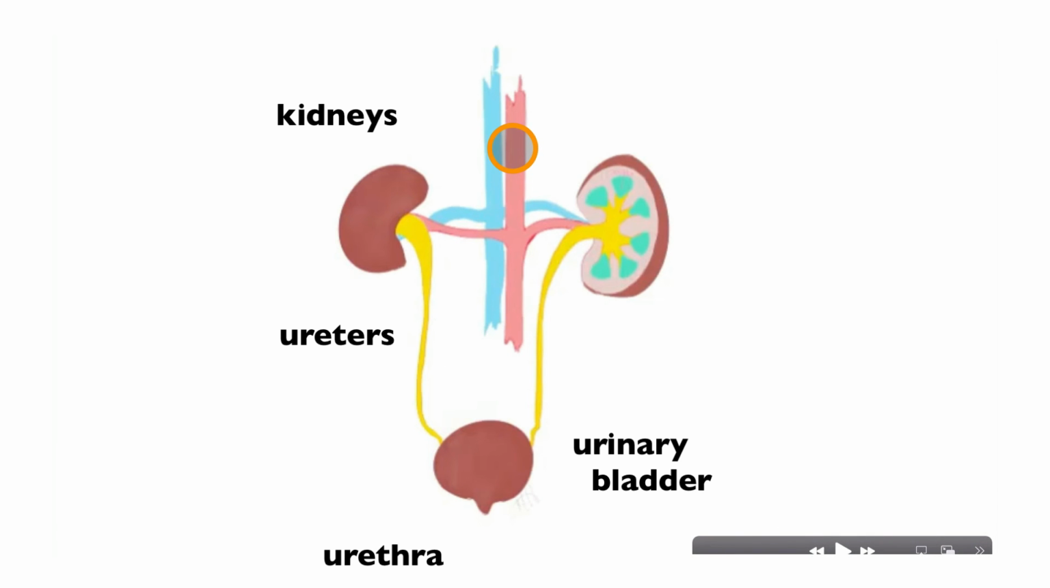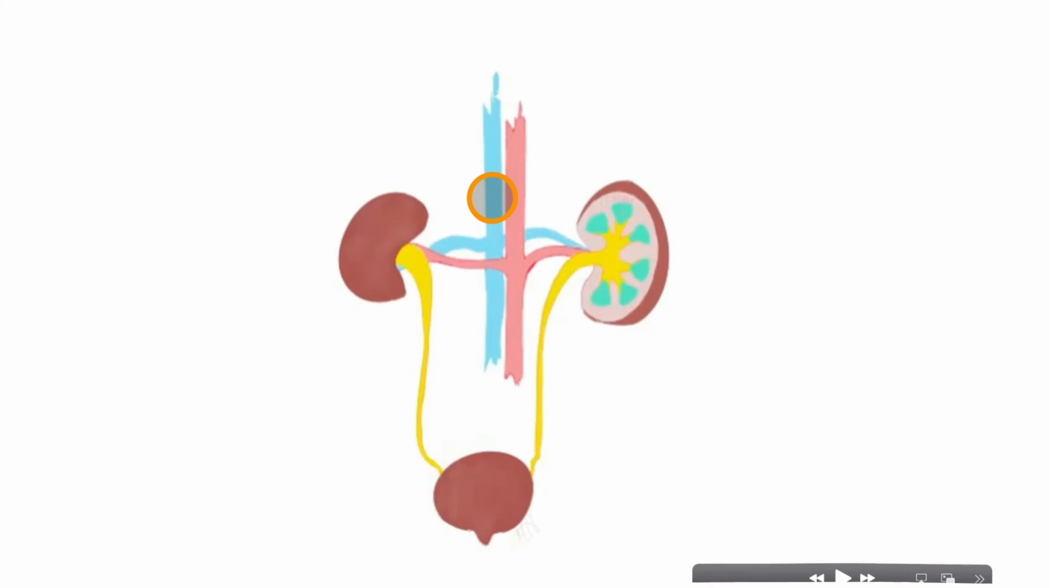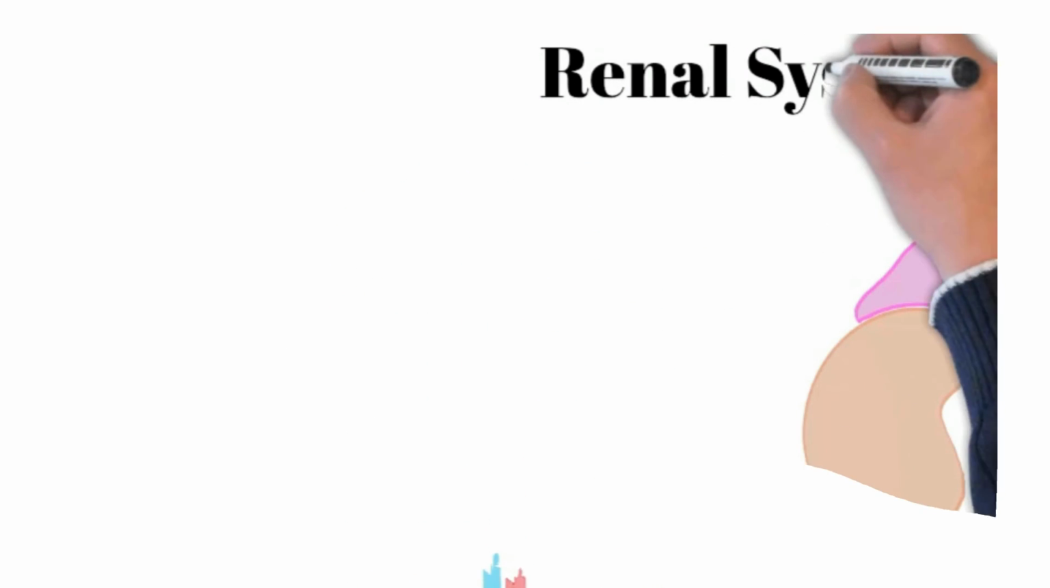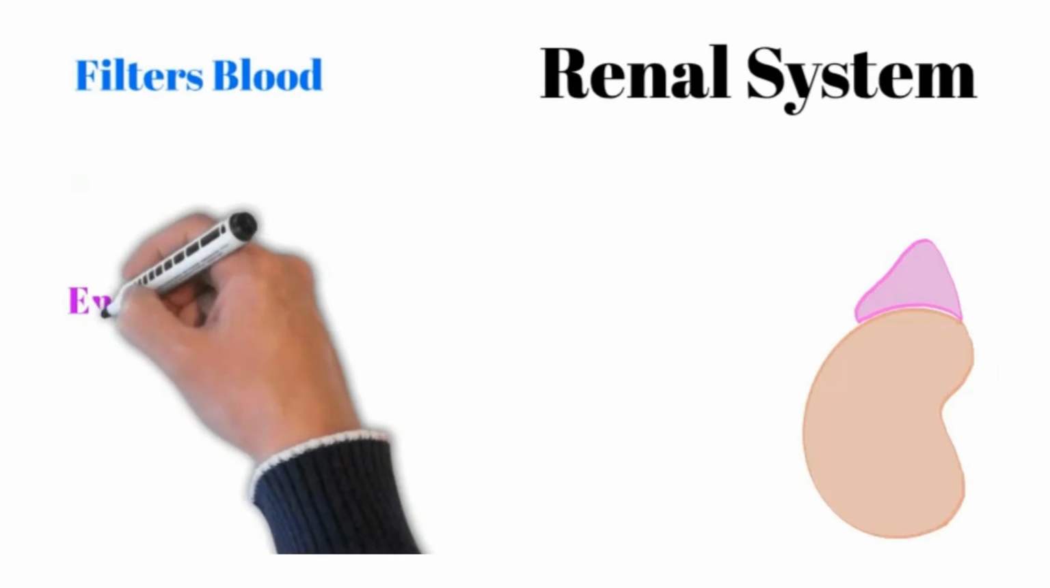Also in this image, we see the abdominal aorta and the inferior vena cava. The abdominal aorta is going to provide oxygen-rich blood to the kidneys via the left and right renal arteries. Then oxygen-poor blood is going to leave the kidneys via the right and left renal veins, moving into the inferior vena cava en route to the heart. So let's talk about some functions of the renal system.